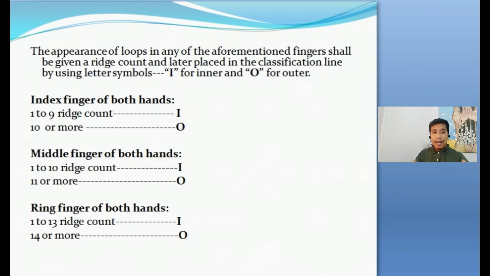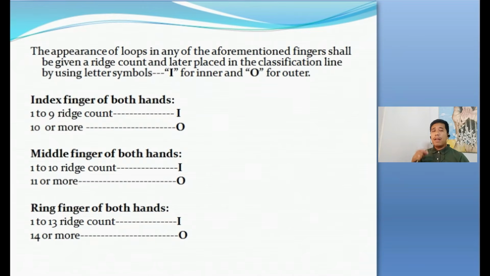For example, in 2010, the inner and outer for loops came out. Index finger of both hands: a ridge count of 1 to 9 is inner, while 10 or more is outer. Middle finger: 1 to 10 ridge count is inner, 11 or more is outer. Ring finger: 1 to 13 ridge count is inner, and 14 or more is outer. Now, that is the system that we should memorize, so that at least you can determine what the sub-secondary classification is if it is a loop.